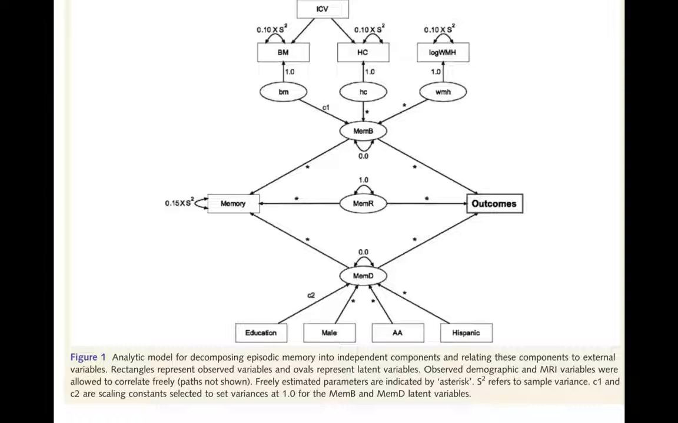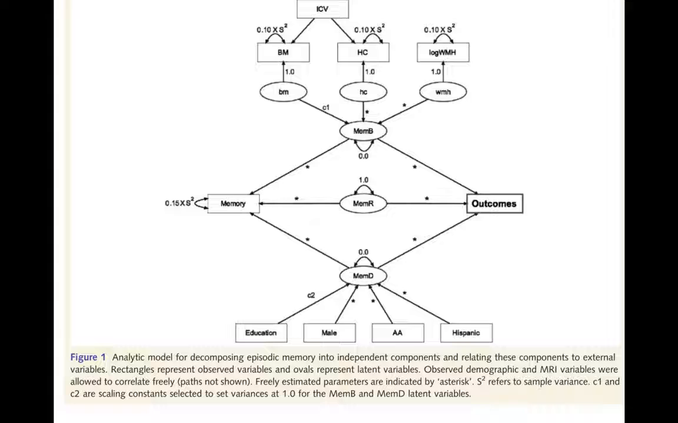And then, sorry, one more quick question. Don't you want your MEM-B to be a reflective factor? Because don't you want it to be reflective of Alzheimer's disease? Isn't that sort of what you're trying to measure? No, I'm not trying to measure Alzheimer's disease. I'm trying to measure brain status or brain injury. In this case, it's actually brain injury because I'm adjusting for intracranial volume.